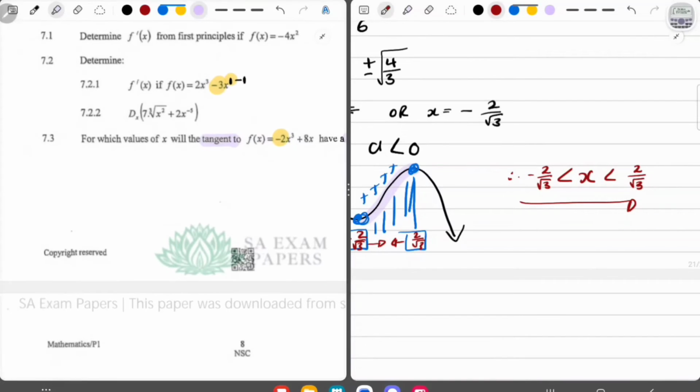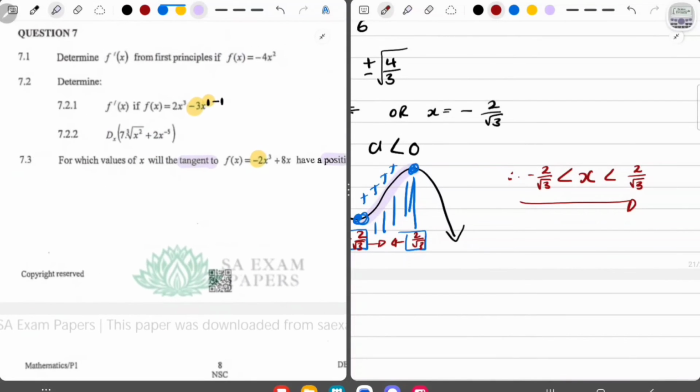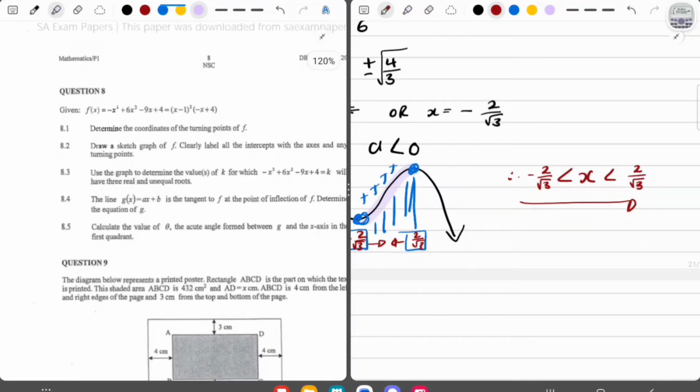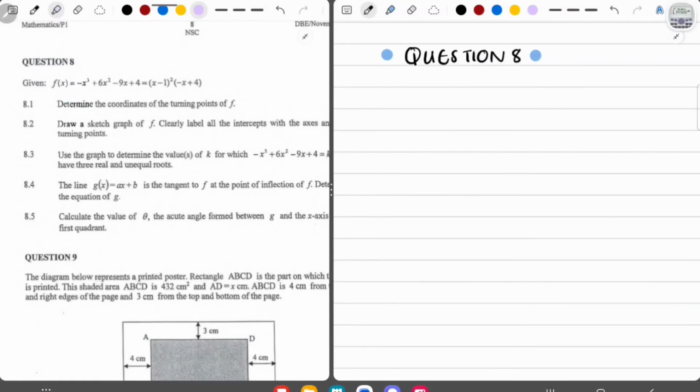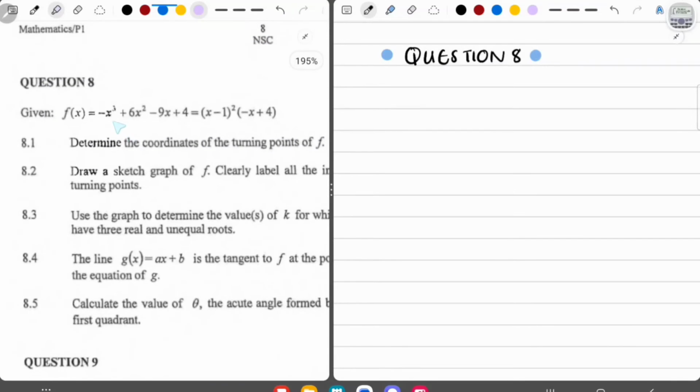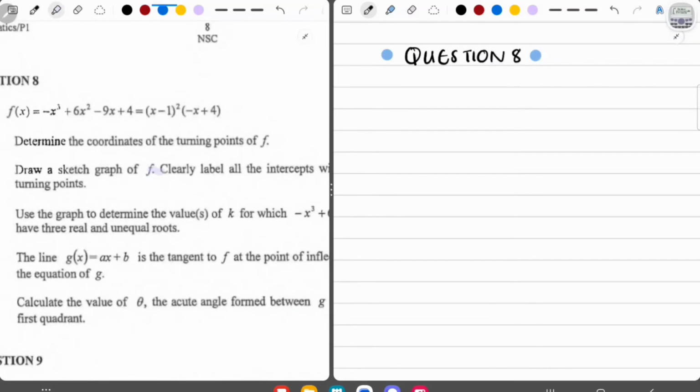Okay, moving on to question 8. So we're done with that one. Okay, so moving on to question 8, more calculus. So question 8 says, given f of x is equal to negative x cubed plus 6x squared minus 9x plus 4. And they have also said it's equal to this, which is lovely because they've already factorized this for us. So we don't have to factorize it when maybe finding x-intercepts. Okay, so 8.1 wants us to determine the coordinates of the turning points of f.